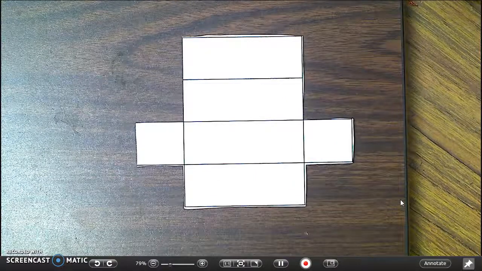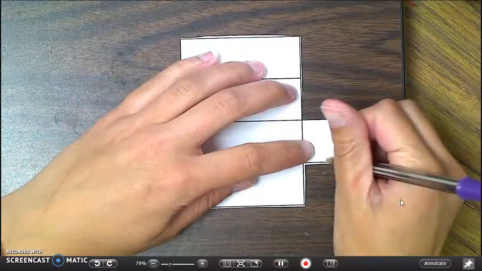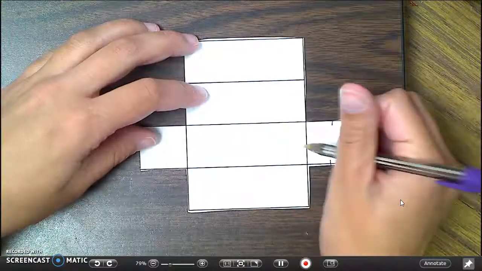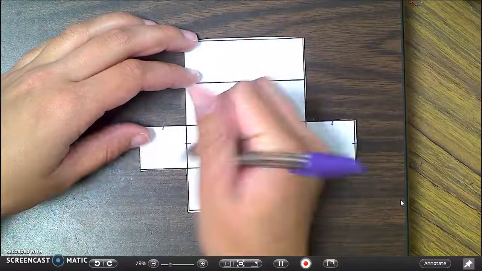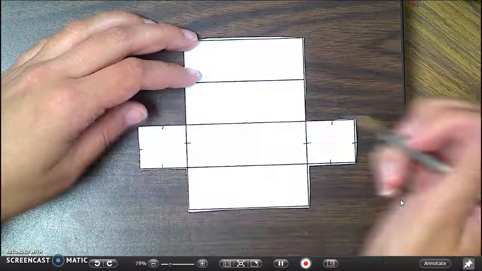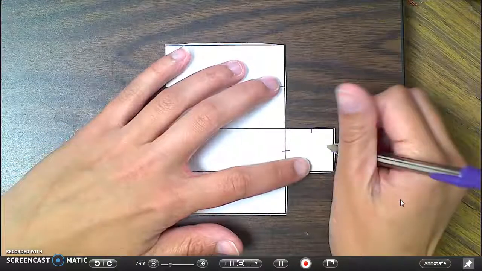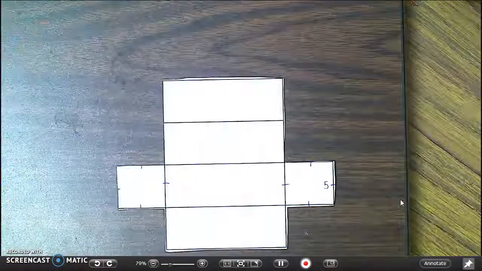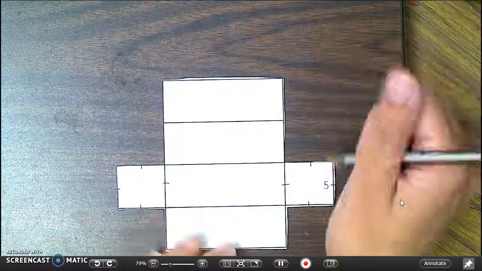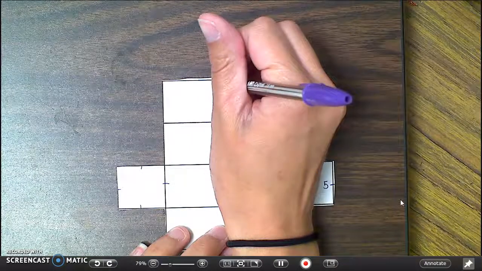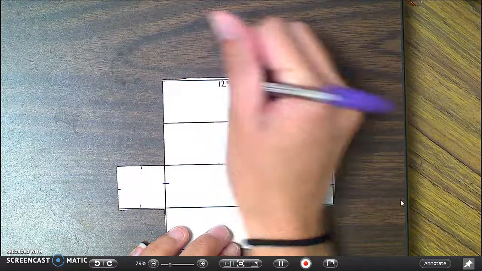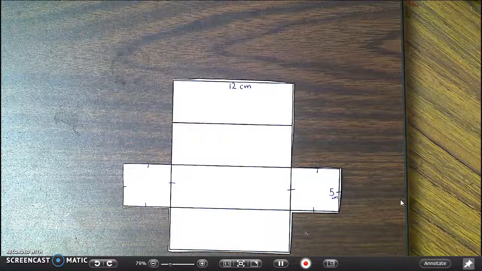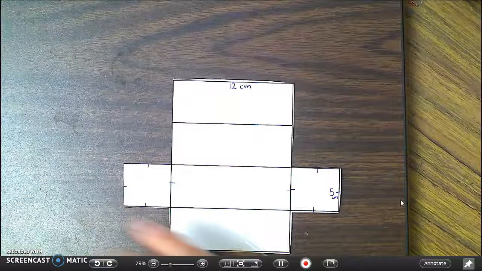Okay, starting with this guy, let's say that we know this is square, and because this is right across from it, this is also square. So let's say that the side length of this square is 5, and then I'm also going to give you one other measure. Let's say that this measure up here is 12. Let's go with centimeters. So take a couple minutes and figure out the surface area of this thing.